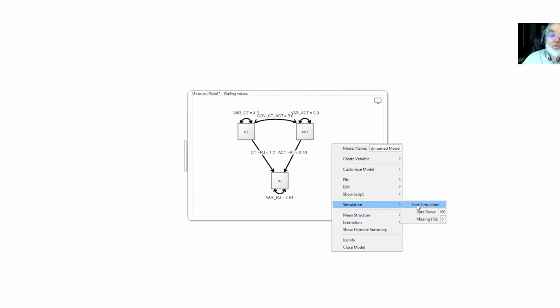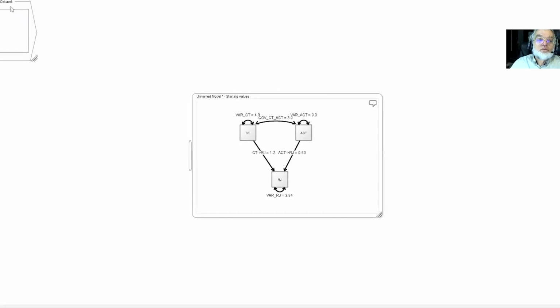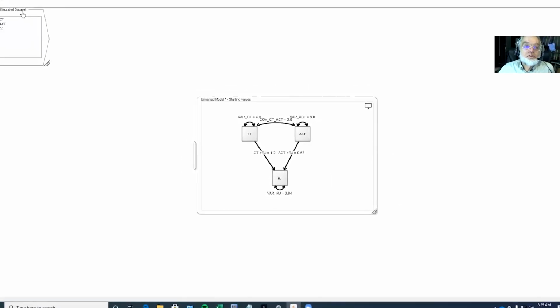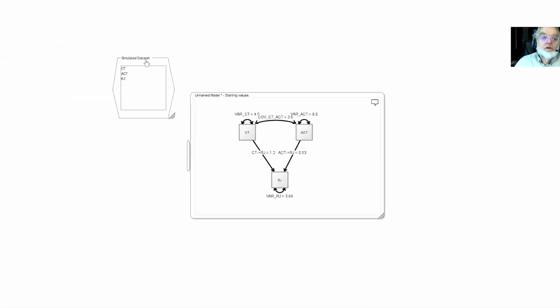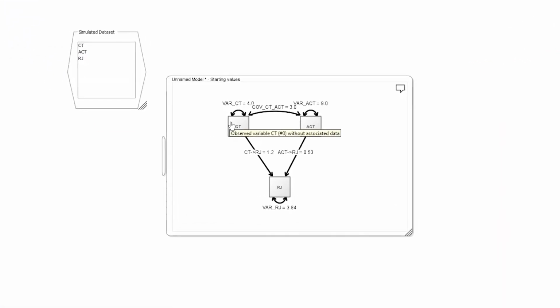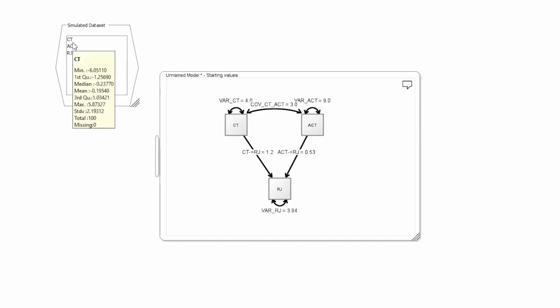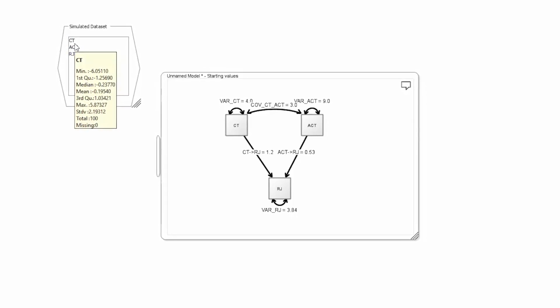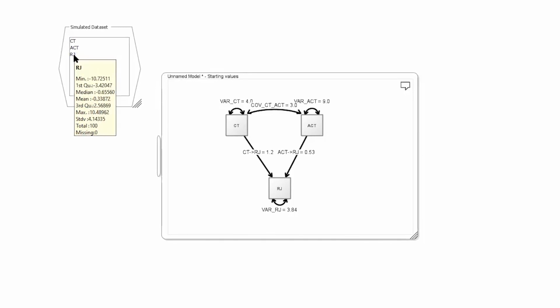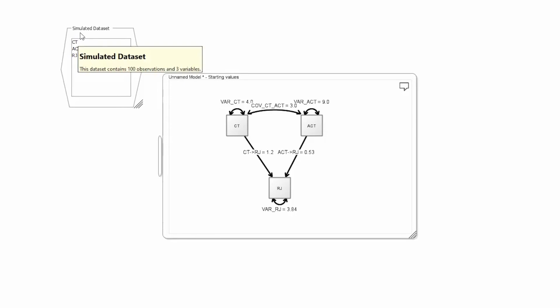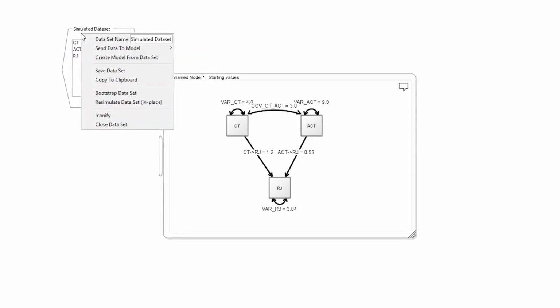So let's start the simulation. And it has now created for me a simulated data set for this model. You'll notice that the mean is pretty darn close to 0, and there's no missing data and so forth. And this is what the properties are. Well, I can save this data set.